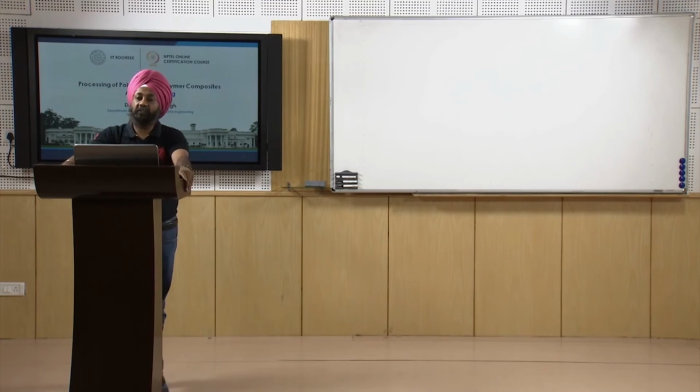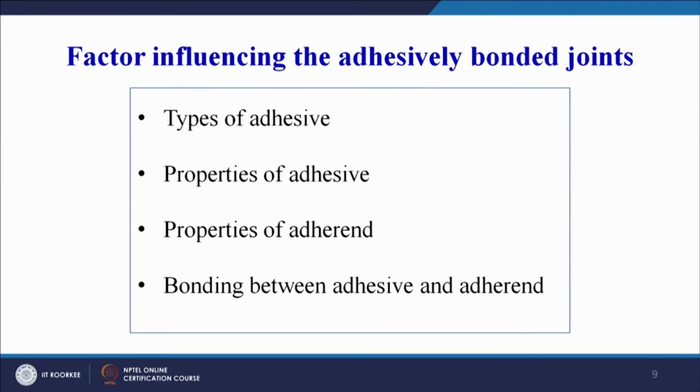Now what are the factors influencing adhesively bonded joints? We will have a long list. First one is the types of adhesives used. Different types of adhesives are used for joining composite materials or polymers. Properties of the adhesive, properties of the adherent, the two pieces or two composite parts that we want to join together, and bonding between the adhesive and the adherent.